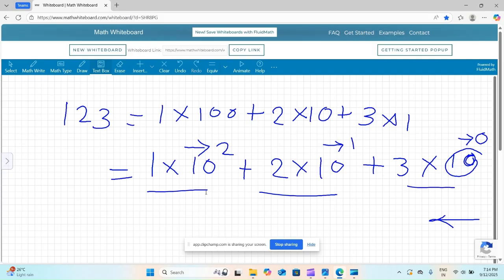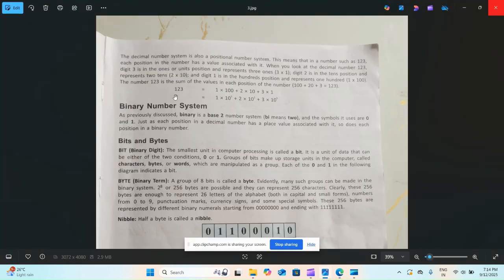Just to help you understand, I have written it like this. If you go to the book, they have shown you the same format. This expanded format is shown so that you can understand the positional number system, why the system is called positional. This power thing will help you in conversion, when we do conversions from one number system to another.